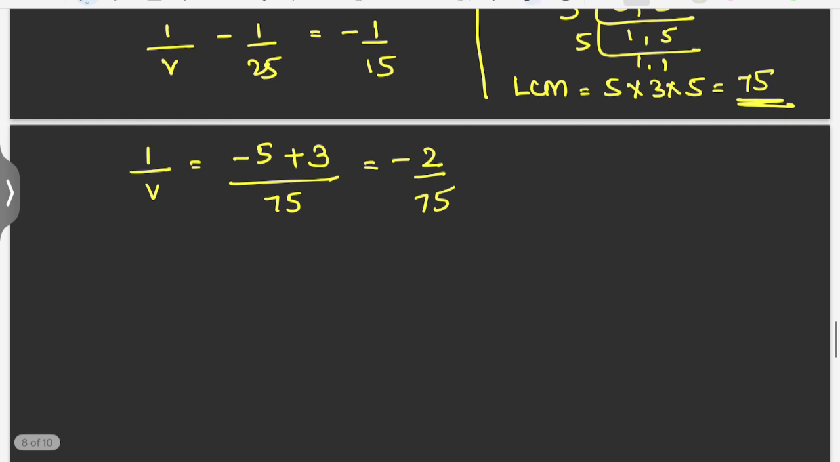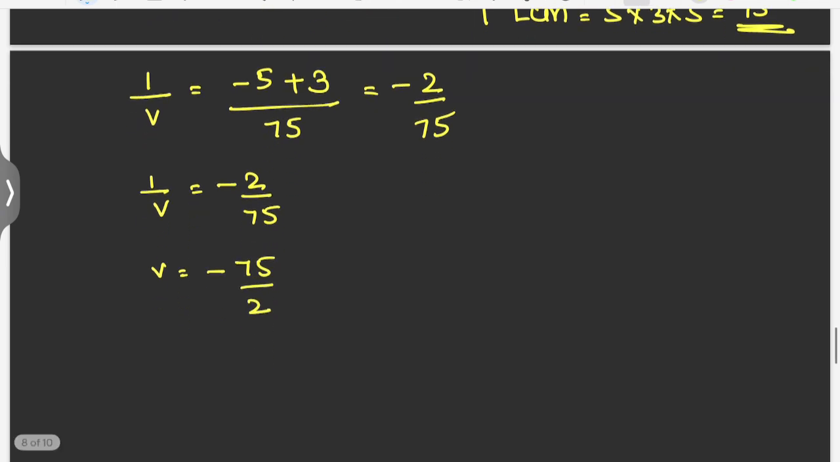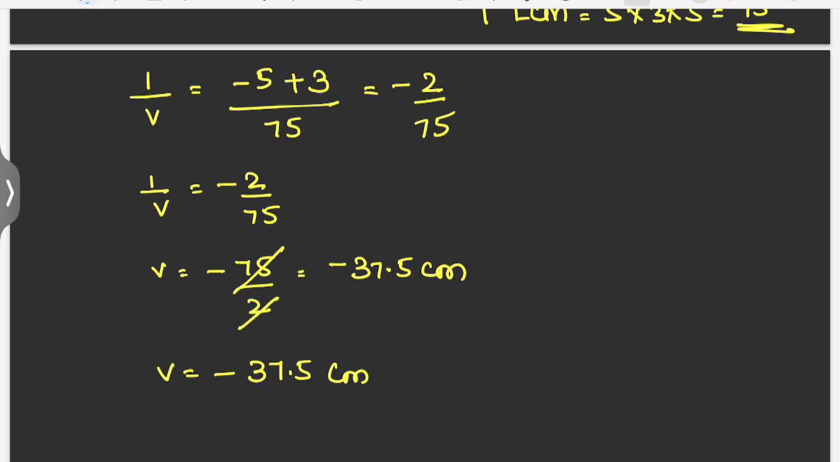So here you are getting 1 by V is equal to minus 2 by 75. Then V will be equal to minus 75 divided by 2. So now cancel this. 2 1s are 2, and here you will be getting minus 37.5 if you cancel. So you will be getting V is equal to minus 37.5 centimeter as the answer. That is, image distance is minus 37.5.